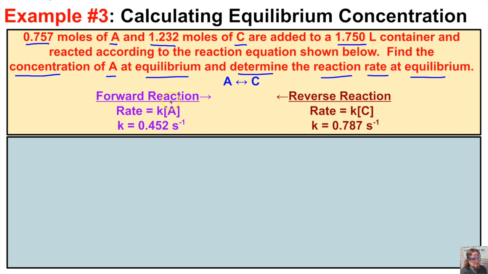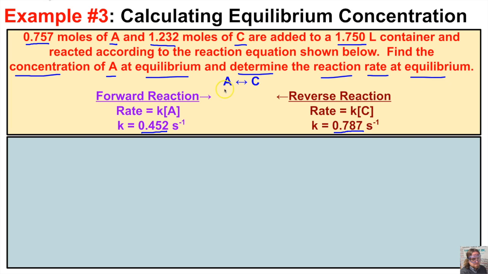We know that the forward reaction has a rate equaling k times the concentration of A, and we know our rate constant is this right here for the forward reaction. We know that the reverse reaction has a rate equaling k times the concentration of C, and we know the rate constant for C is right here. And so what we have to do is figure out the equilibrium concentration of A, and determine the reaction rate at equilibrium.